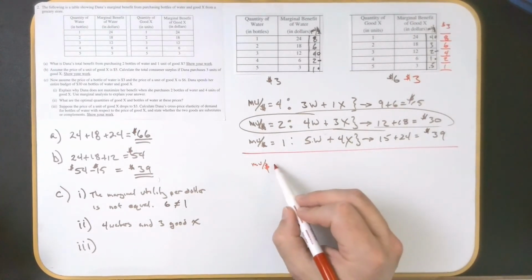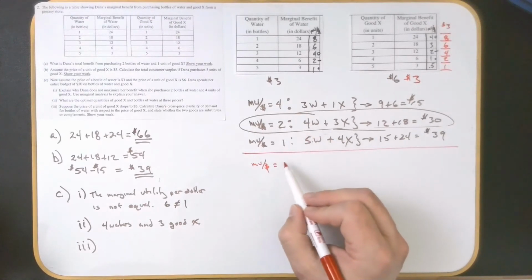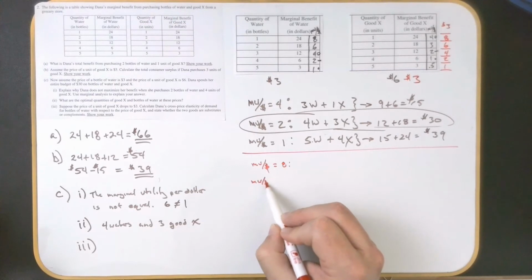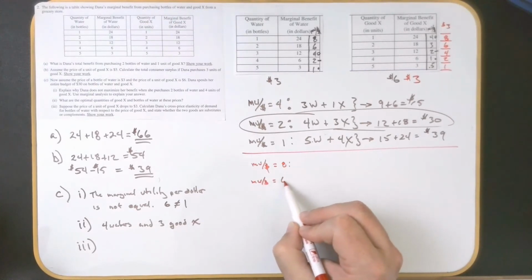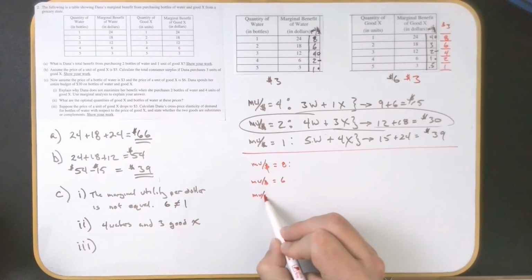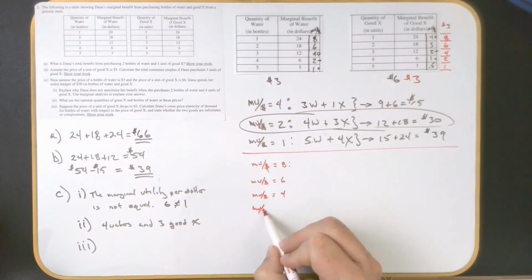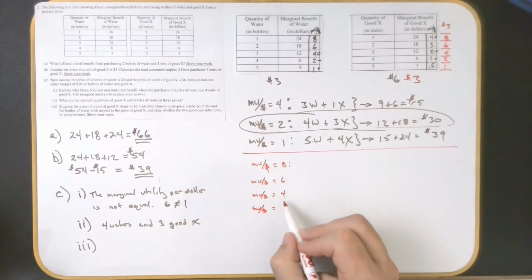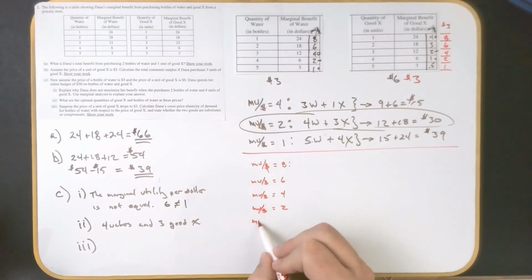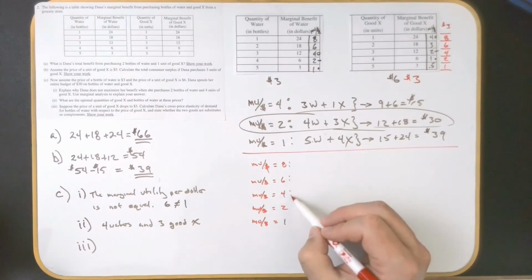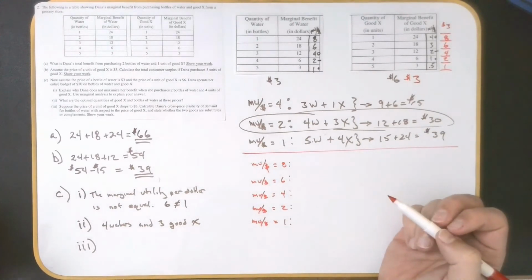So your marginal utility per dollar, when they were both equal to 8, that happens. The marginal utility per dollar is equal to 6. Marginal utility per dollar is equal to 4. Marginal utility per dollar is equal to 2. And the marginal utility per dollar is equal to 1. So these are all 5 scenarios that actually work.